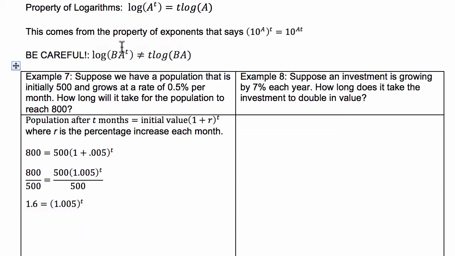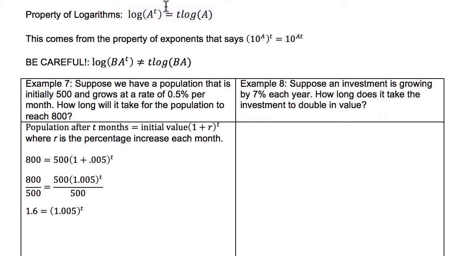This is where we need the property of logarithms. Remember, we can do anything to an equation as long as we do the same thing to both sides. If we take the log of both sides, the right side will look very much like log of a to the t. That means we could use the property of logarithms to bring this t out and in front of the logarithm. Let's do it. We get log of 1.6 equals log of 1.005 to the t power.